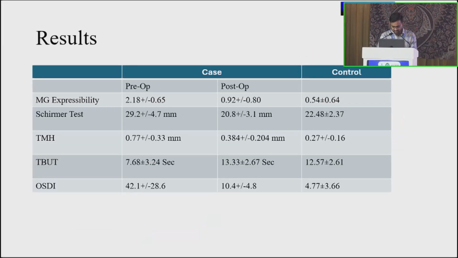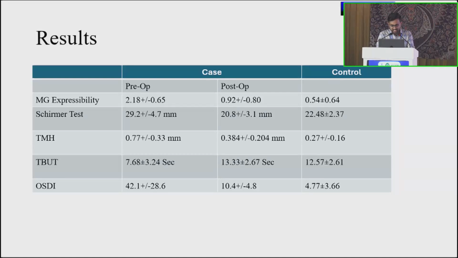MG expressibility was initially high; post-operatively it decreased, and grade 2 or more was found in more than 90% of the patients. Schirmer's and tear meniscus height were initially high and decreased to almost near normal. The preoperative high values may be because of lipid deficiency, decreased drainage and reflex secretion.